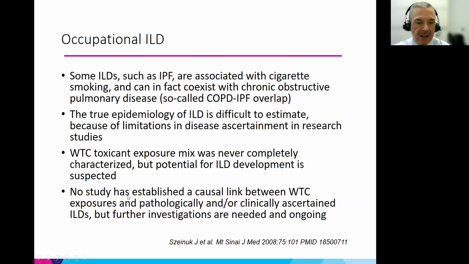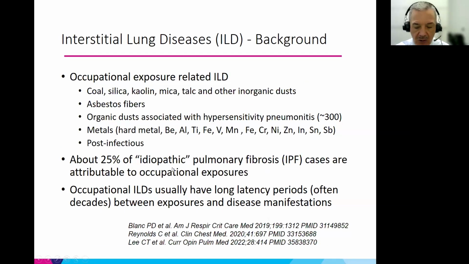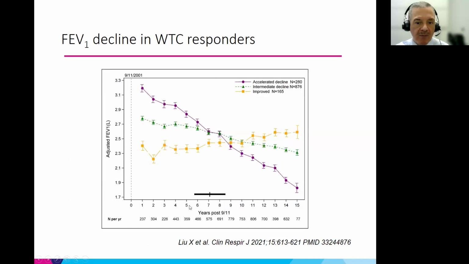However, no study to this date has established a definite causal link between World Trade Center exposures and pathologically and/or clinically ascertained ILDs. However, because of the long latency of these diseases, we have the surveillance systems in place and we need further investigations, and they are ongoing in all the established cohorts of the World Trade Center program. And this is how our surveillance looks.